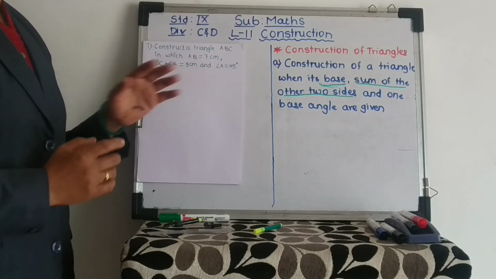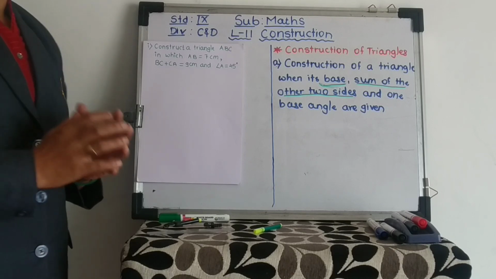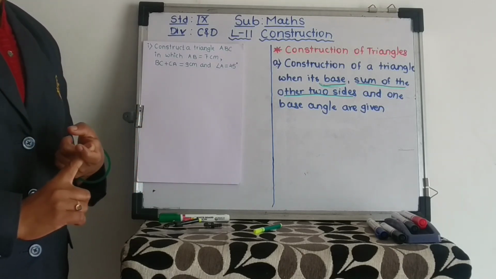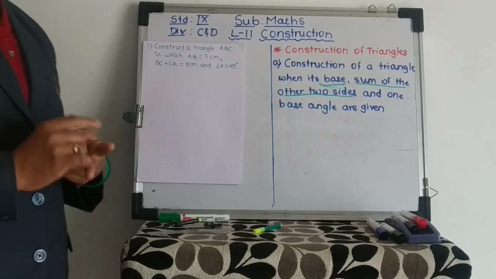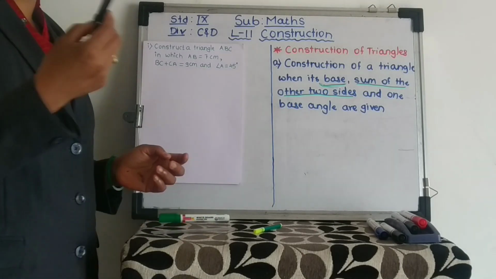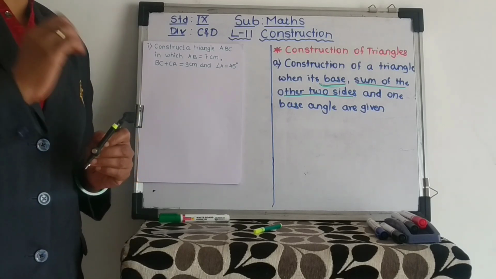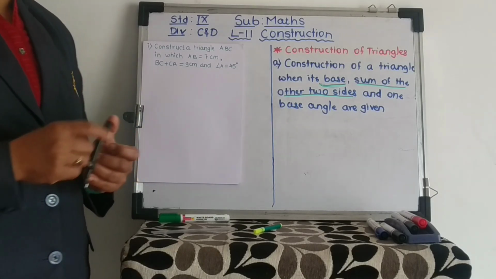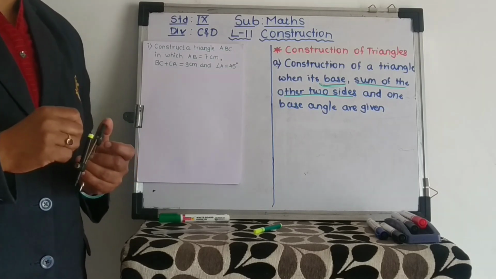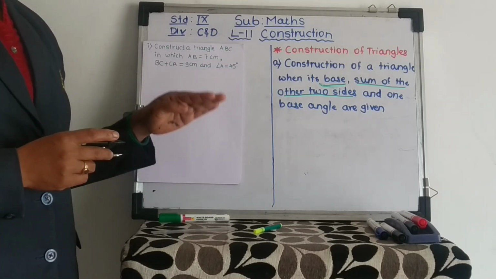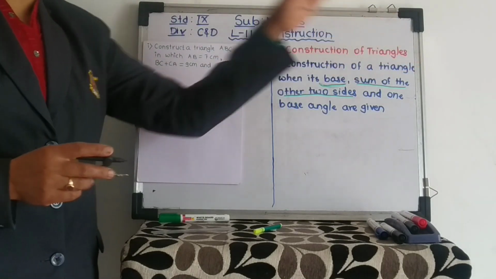In the earlier video we have seen how to construct a segment, then its bisector, and how to construct the different types of angles with the help of compass and pencil. Then we have seen its bisector also, how to bisect a given angle. Now let us continue with the same, that is the construction of triangles.